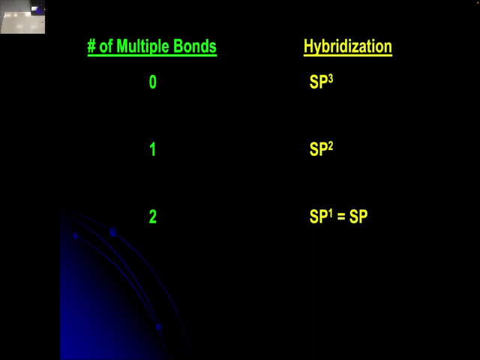How many multiple bonds do we have? So it is sp2, right? If one multiple bond, then it's sp2. What about this carbon? No multiple bonds, 0, so it's sp3. Tetrahedral, linear, trigonal planar. Okay?